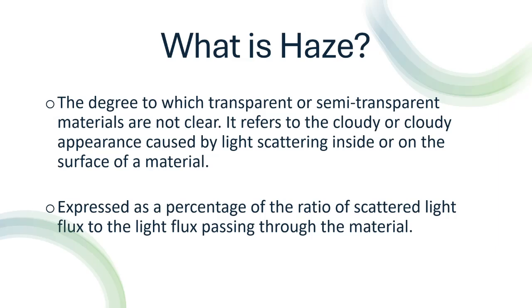Firstly, what is haze? Haze describes the cloudiness or the loss of clarity in transparent materials. It is often due to light scattering caused by surface imperfections or internal defects. We express haze as the ratio of scattered light flux to the total light flux passing through a material, presented as a percentage. This metric is important because it influences how transparent or cloudy a material appears. Samples with high haze give a more blurry impression, while those with low haze appear much clearer. Typically, light deviating more than 2.5 degrees from the original path is used to measure haze.